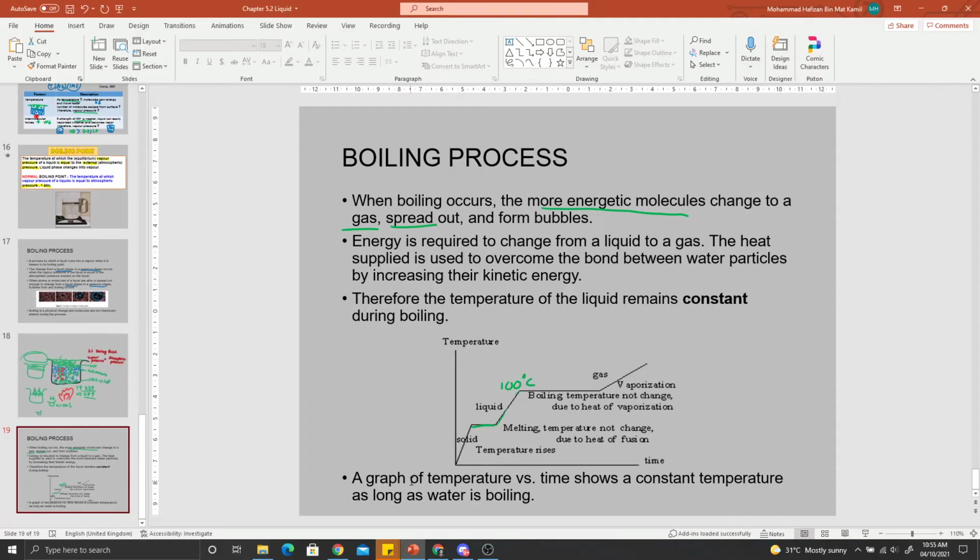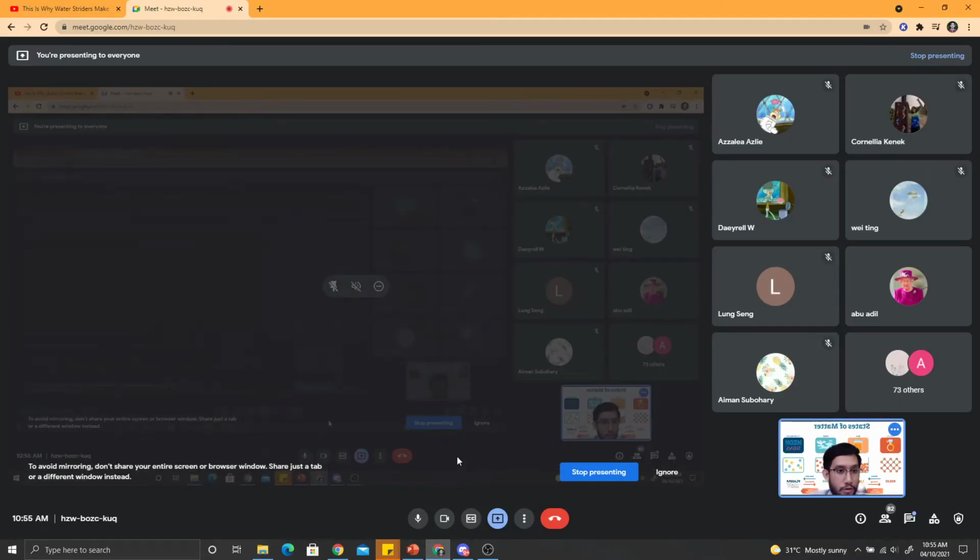So, any question about liquid? Hari besok kita akan masuk on solid and phase diagram, where graph yang you guys kena lukis untuk phase diagram. So, any question ke? Ada soalan?